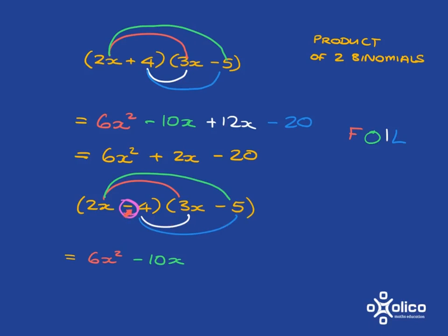So when we do the whites, we're going to have negative 4 multiplied by 3x, and that is going to give me negative 12x. And then I'm going to do the blues, which is going to be negative 4 multiplied by negative 5, and that is going to give me positive 20. And then again, I sort it out as before, combining our like terms. Negative 10x subtract 12x is going to give me negative 22x, and then plus 20.